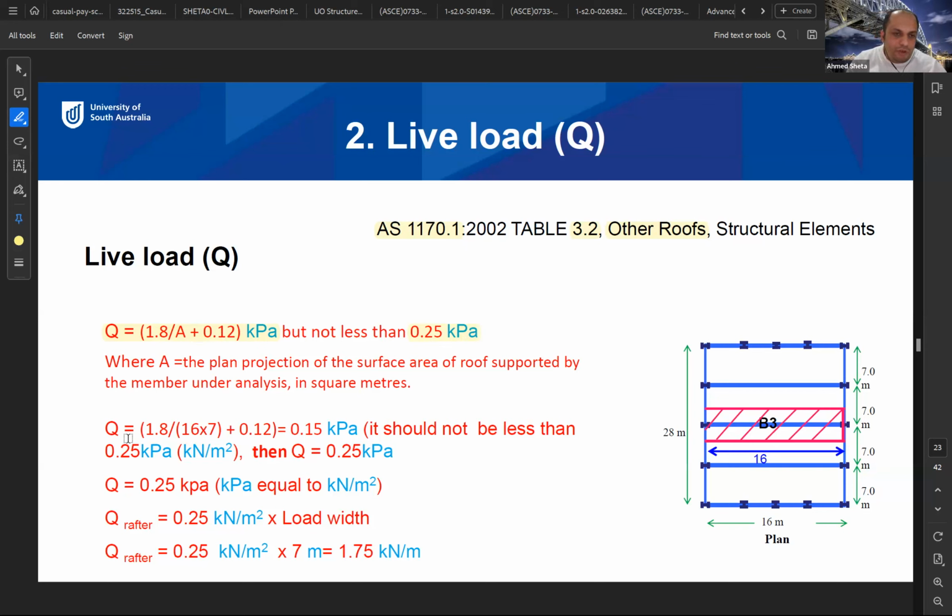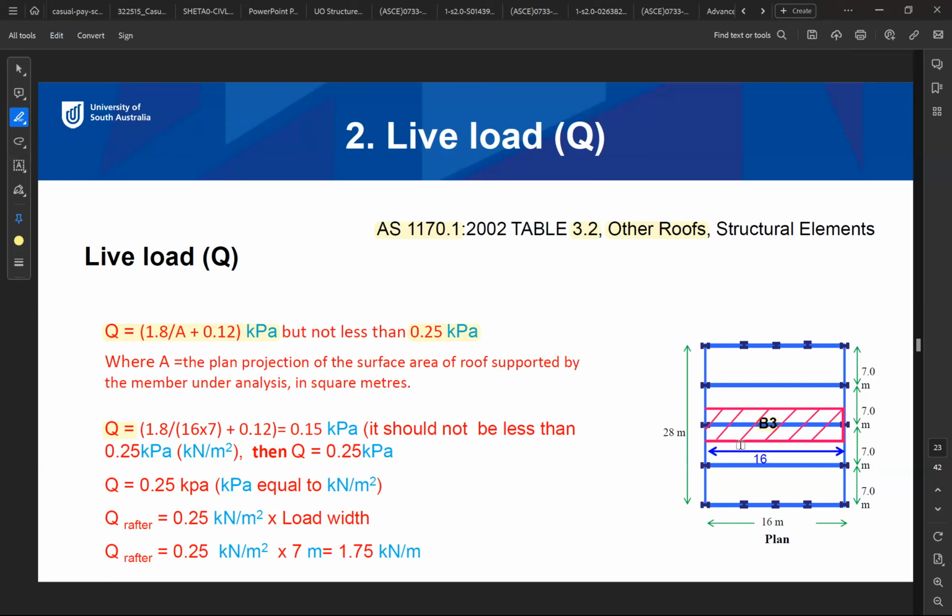Okay. So if we apply here, Q will be 1.8 divided by A. What is A? Yeah, this is the tributary area, the area covered by or supported by the beam. So what is the area supported by B3? 16, yeah, that's right. 16 multiplied by 7, right?